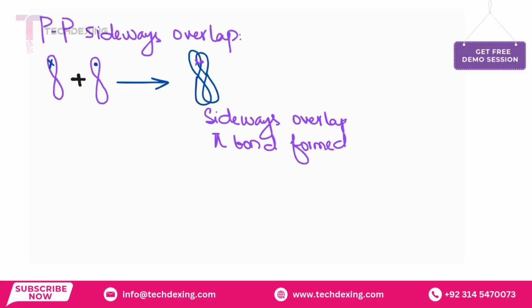And whenever the two p orbitals interact in end-on manner, a sigma bond is formed, whereas when the two p orbitals interact in a manner that they are overlapping sideways, a pi bond is formed.